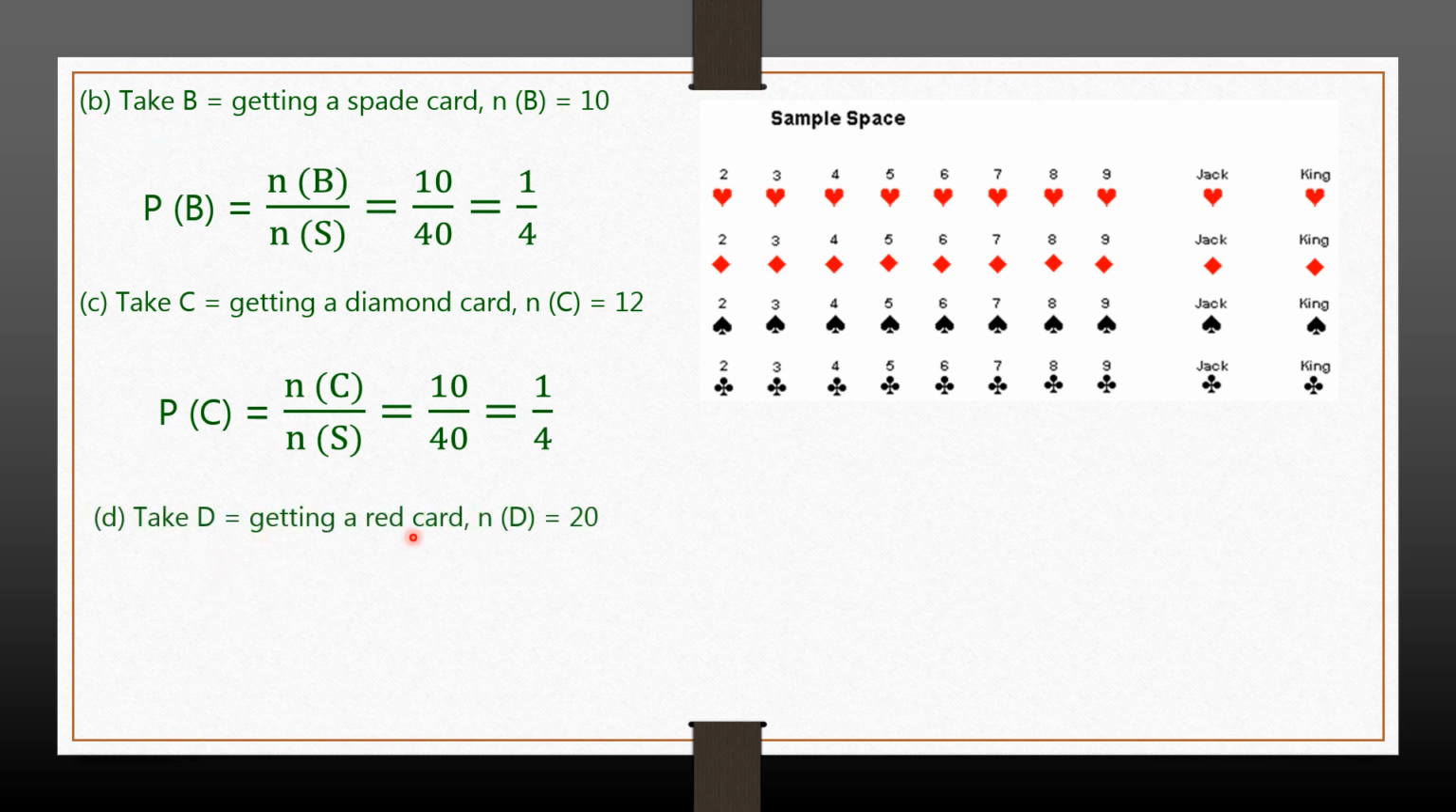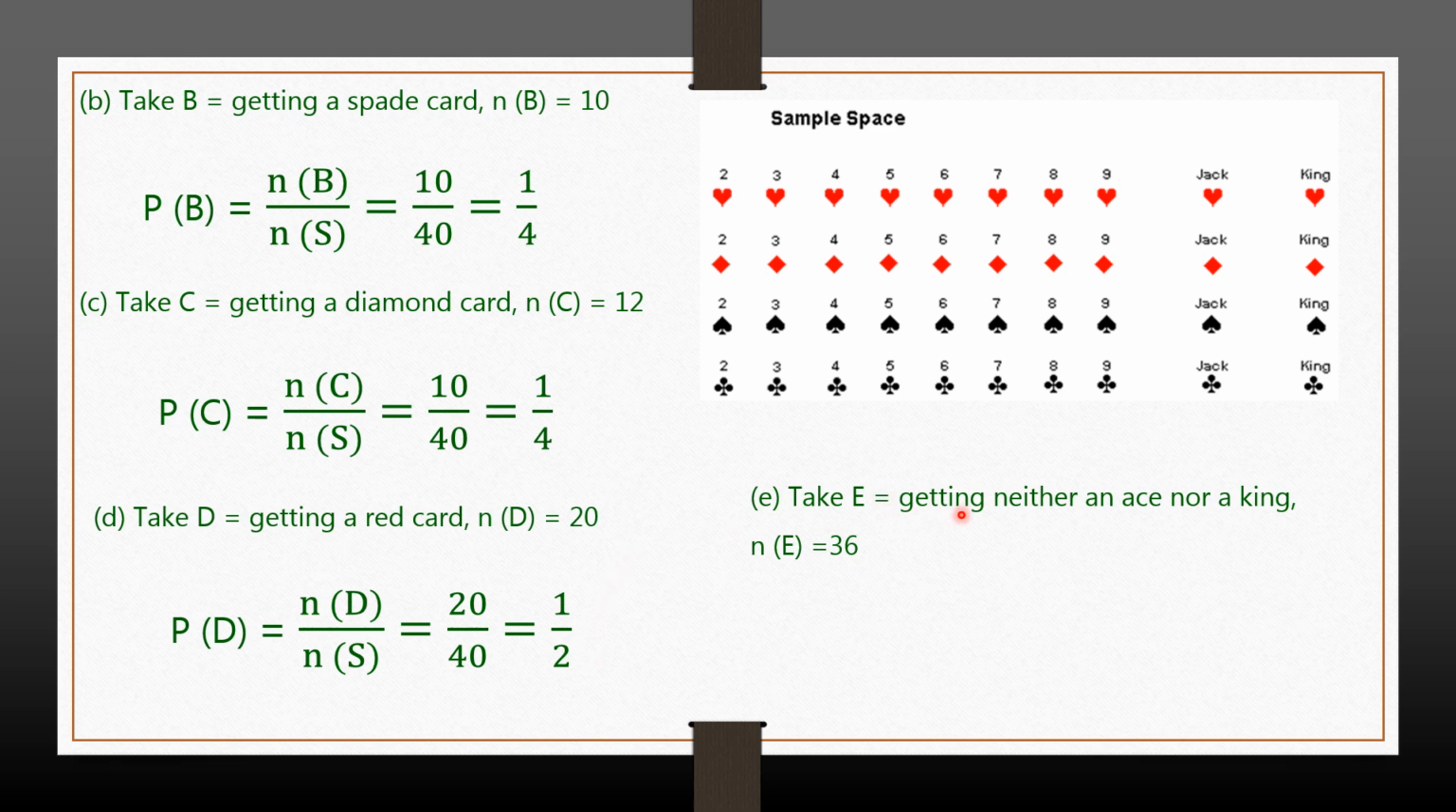The next event is getting a red card. Take D is equal to getting a red card. Now this is the sample space. In the sample space, overall we have 20 red cards. These are 10 hearts and the 10 diamonds. Therefore, all these 20 cards are favorable to D. The n of D is equal to 20. Now P of D is n of D by n of S. That is 20 by 40. We will get 1 by 2. The probability of getting a red card is 1 by 2.